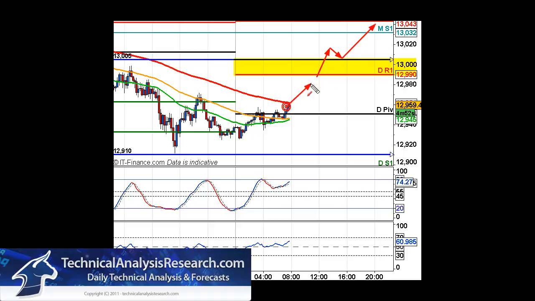If we make it up to this level, but it holds as resistance, and we get a close back below the DR1 level, I'd look for a little retrace back to this zone, and then get short, trade it down to the daily pivot, and if the daily pivot gives way, trade it down towards the 129.10. So really it's just all about range trading strategies today.